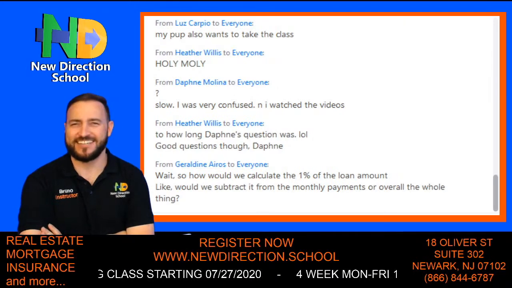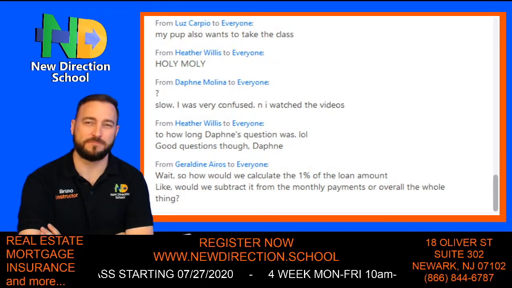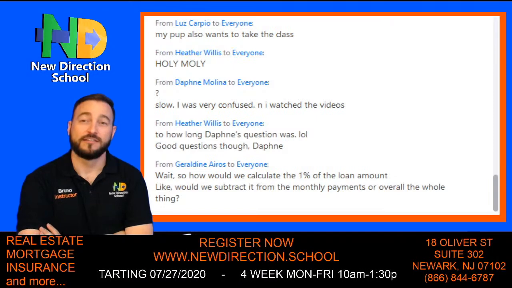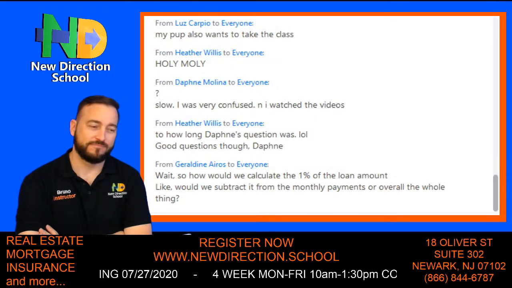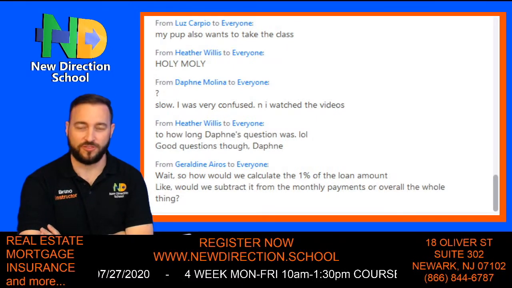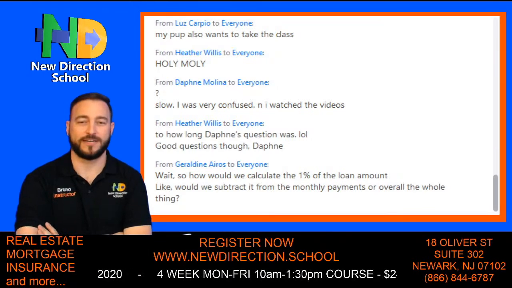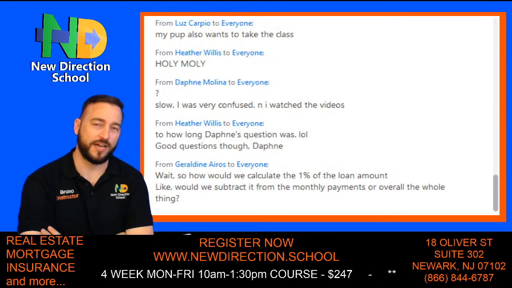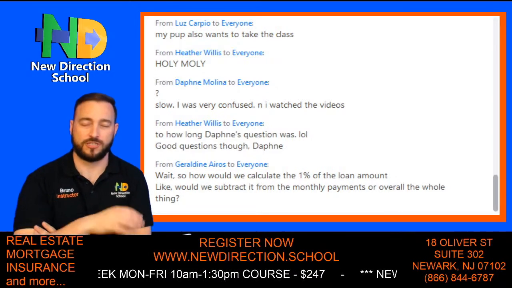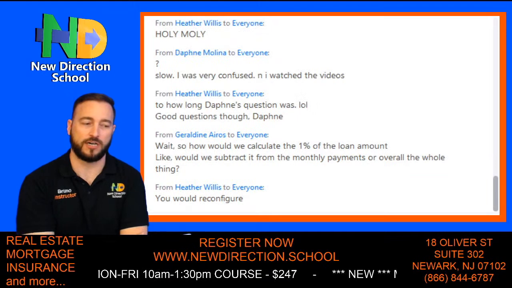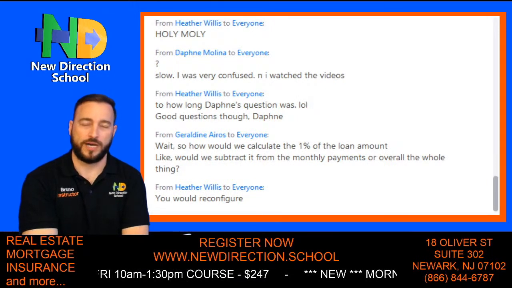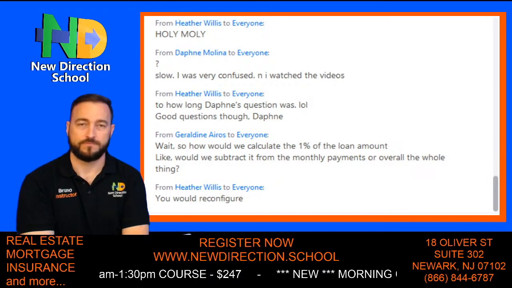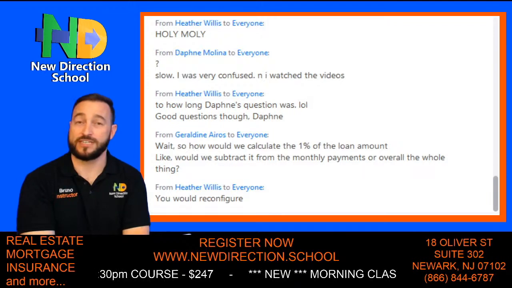All right, it says, would we subtract it from the monthly payments or overall the whole thing? Overall already says the whole thing, so I'll go with overall. Okay, so it's 1% of the loan. Let's say we're buying for $300,000, right? Actually, let me make it simple. $100,000 is what we'll buy. Okay, $100,000. But then there's 10% down payment.